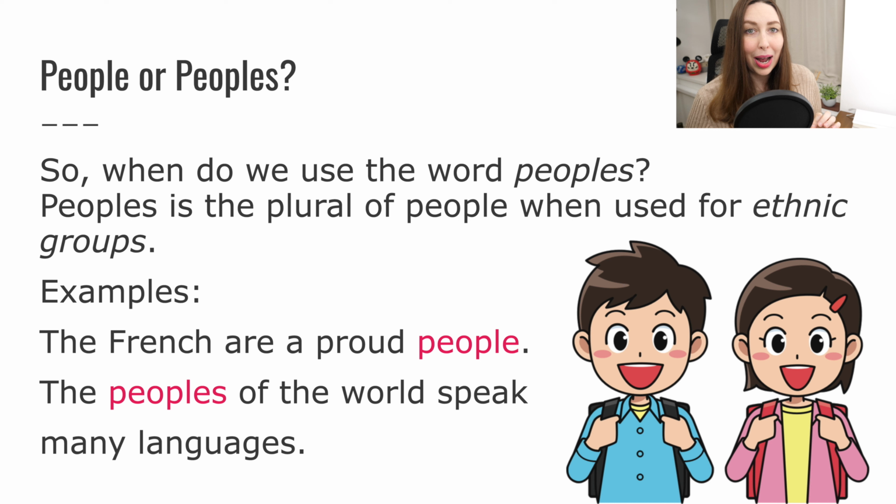Okay, the first example. The French are a proud people. So people here is in the singular, a proud people, because I'm talking about one ethnic group. I'm talking about the French, okay, as a group. There are many French people in the world, but the French as a group would be singular. People, okay? The next example, the peoples of the world speak many languages. So in this case, I'm talking about multiple ethnic groups, multiple groups of people, okay? In that case, we're going to put peoples with an S.